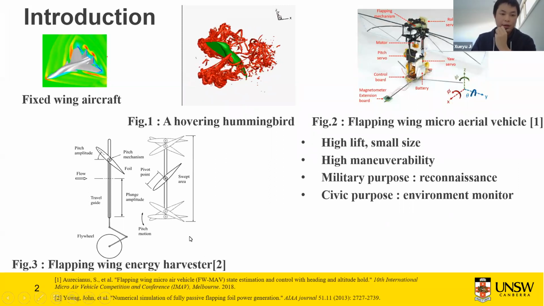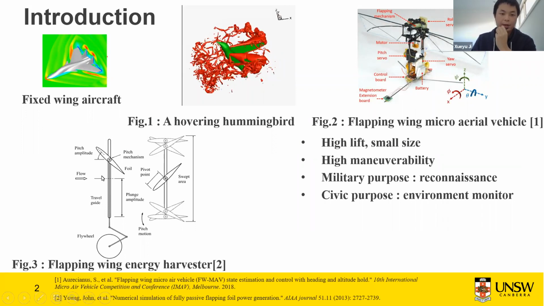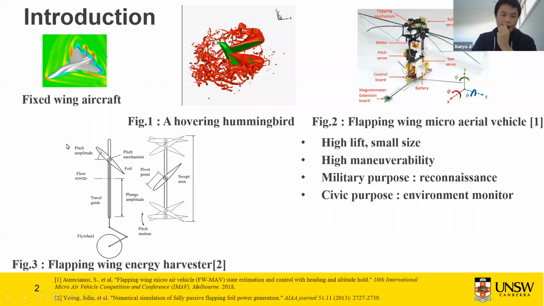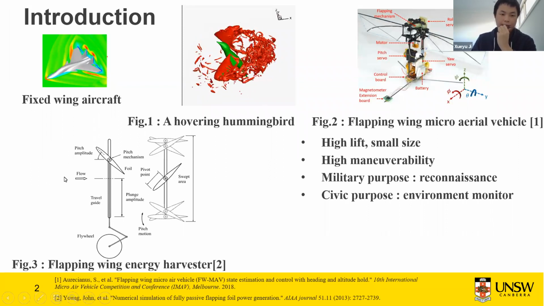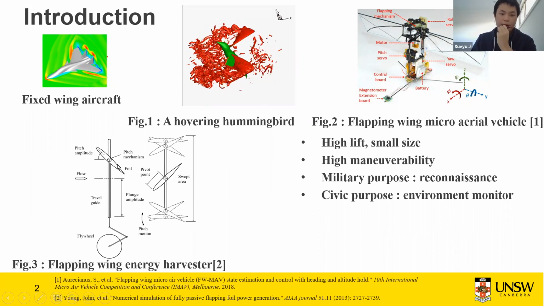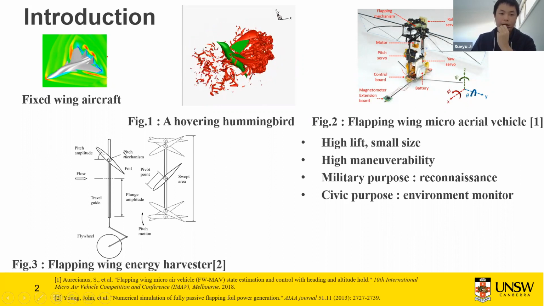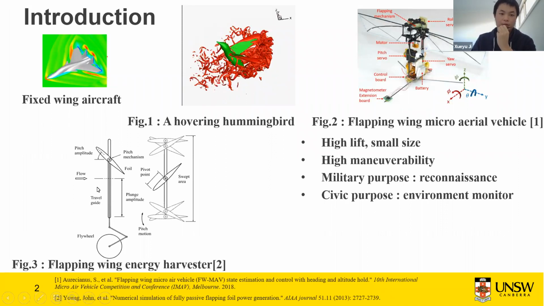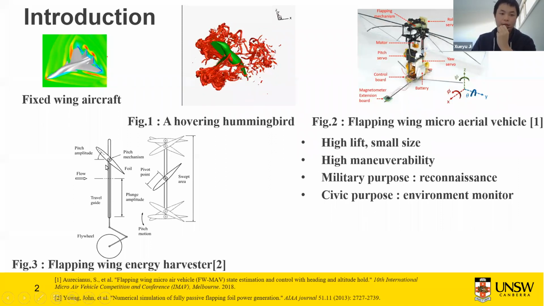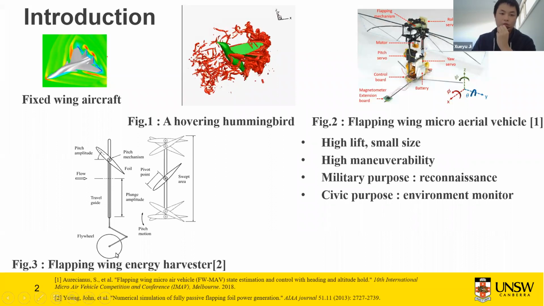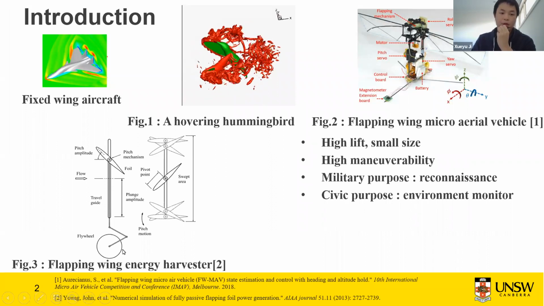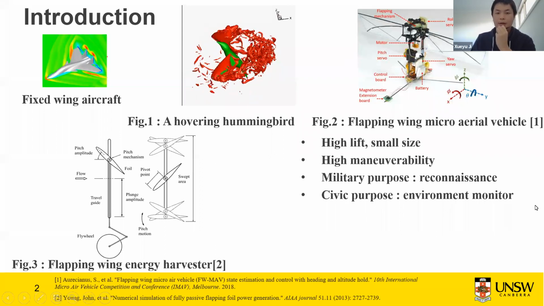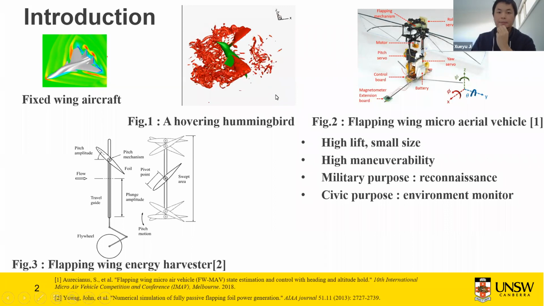energy harvester. Here is a diagram of the flapping wing energy harvester. On the left-hand side, there is incoming flow, and we actively make the wing pitch so that we can use those vortices to generate a force in the vertical direction, so that we can drive the flywheel to generate electricity, for example. There are many applications for the flapping wing.